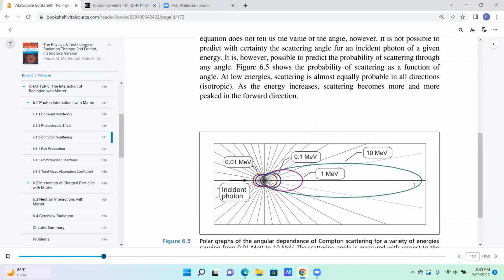In other words, it's far more probable. As you can see here, you've got an incident photon of 0.01 MeV. It can pretty much go anywhere. 0.1 MeV starts to force it a little bit in this direction. 1 MeV does a lot of forcing in this direction. 10 MeV means that there's a lot of probability that it's going to be narrowly deflected.